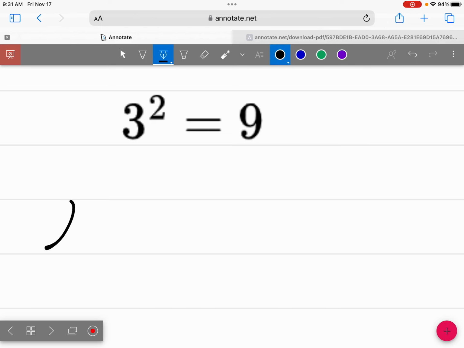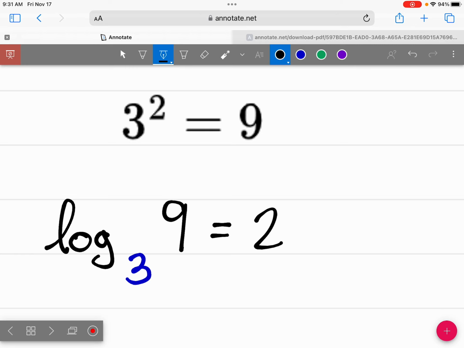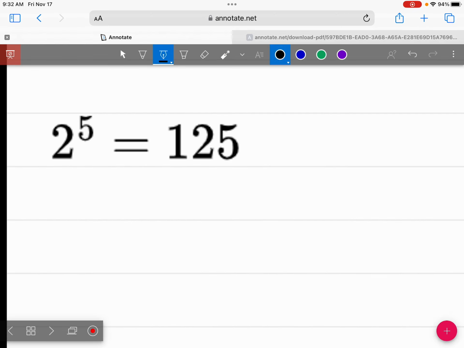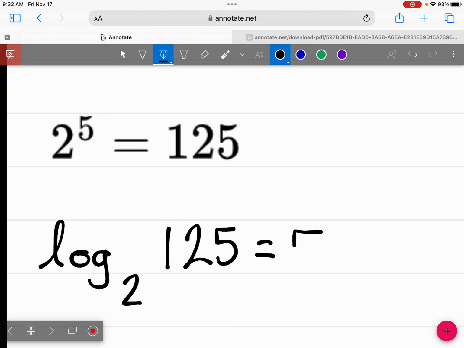So this next one, the 3 squared, is going to be log base 3 of 9 equals 2. The base of the exponent is the base of our log. Our power goes on the other side. Process of elimination. The 9 is here. Okay. 2 more of these before we kick it up a notch. Log base 2 of, what's our argument on this one? 125 equals 5.